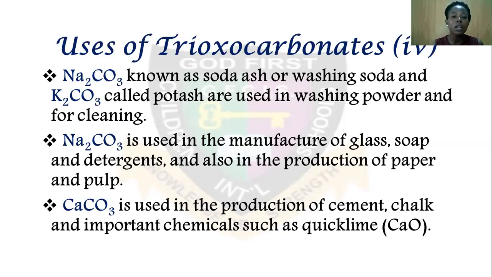So uses of carbonates. One, sodium carbonate, known as soda ash or washing soda, and potassium carbonate, called potash, are used as washing powder and also used for cleaning. So that's one use. Sodium carbonate is used in the manufacture of glass, soap, and detergents, and also in the production of paper and pulp. Then calcium carbonate is used in the production of cement, chalk, and important chemicals such as quicklime, which is calcium oxide. So these are the uses of carbonates.